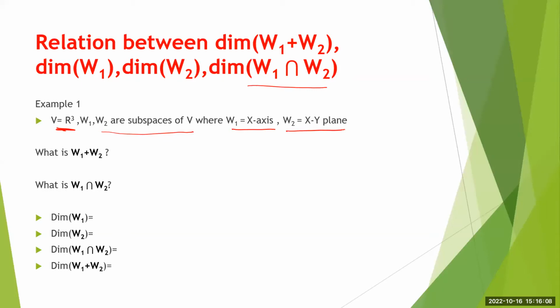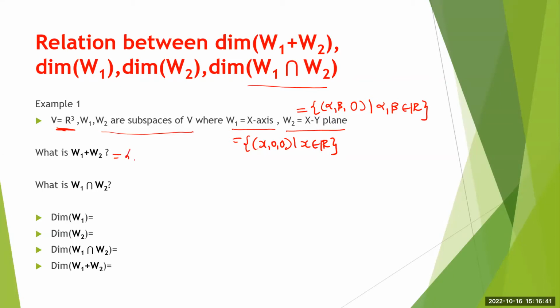So since W1 is x-axis, all the elements of W1 will be in the form of x comma 0 comma 0, such that x belongs to R. And W2 is my xy plane. So we know that in xy plane z is 0. So all the elements in W2 will be alpha comma beta comma 0, such that alpha comma beta belongs to R. The question is, what is W1 plus W2?